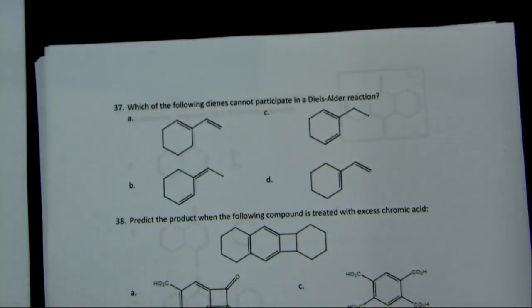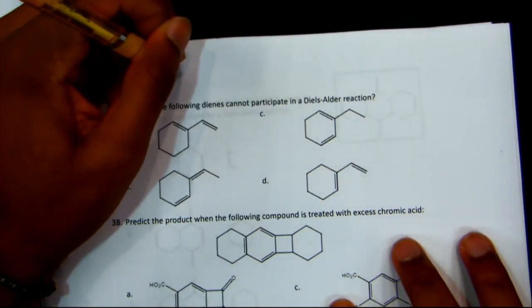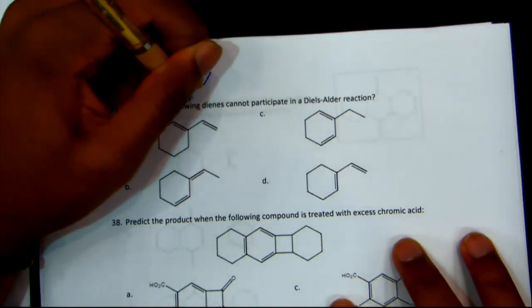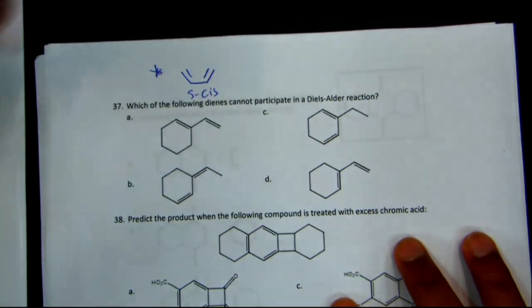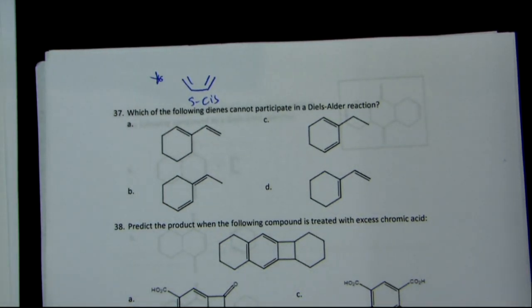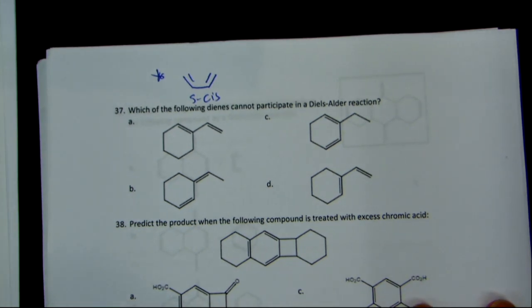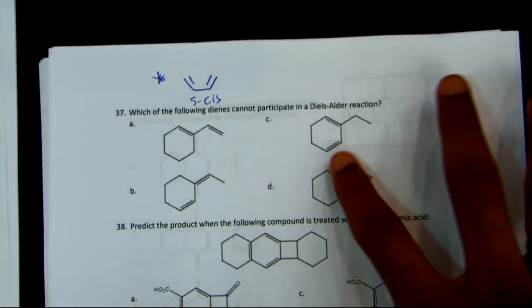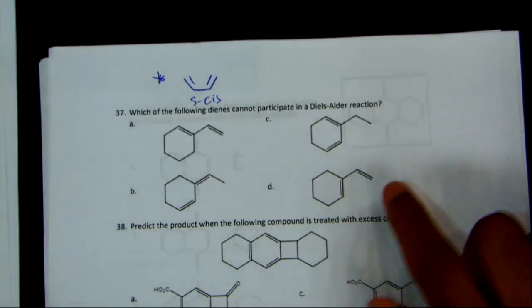Which of the following dienes cannot participate in Diels-Alder? For it to participate in Diels-Alder, it has to be s-cis. So s-cis is this. It must be in this conformation. If it's in a ring, that means it's locked and it can't move. But if it's in a ring, like let's say this, in this case it's forced in this s-cis conformation, which is good. For this one, it's good, so it'll participate.